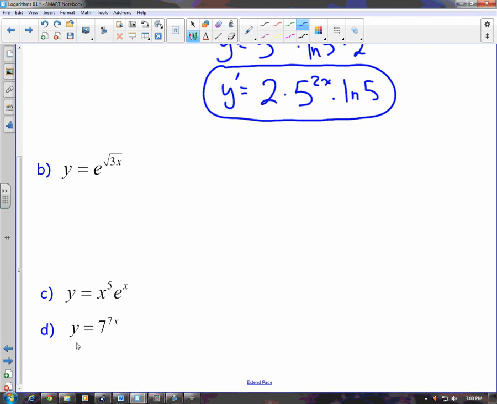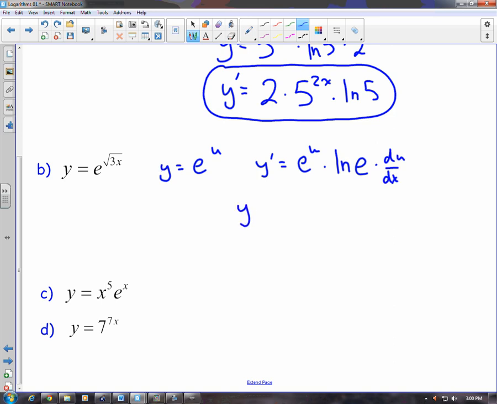Okay, next example. y is equal to e to the power of the root of 3x. So again, think of this as y is equal to e to the u, so that the derivative is going to be, first of all, that same exponential piece multiplied by the natural log of the base, which in this case is e, which will be nice, multiplied by the derivative of u.